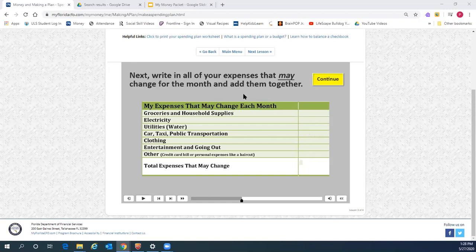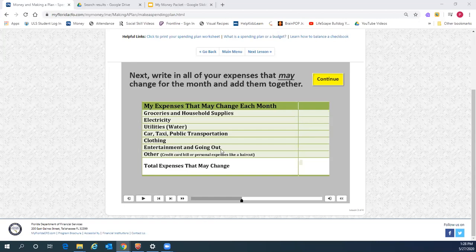Something important to think about when we're looking at these expenses that might change is these are the expenses we can cut out. So maybe if it's costing us a lot to go out and hang out with friends, we might have to cut back on how often we use a taxi or Uber, and we might have to take the bus instead, or hang out via Skype or something. Clothing too is an expense that might change from month to month, but it's a place we can save money by shopping around.